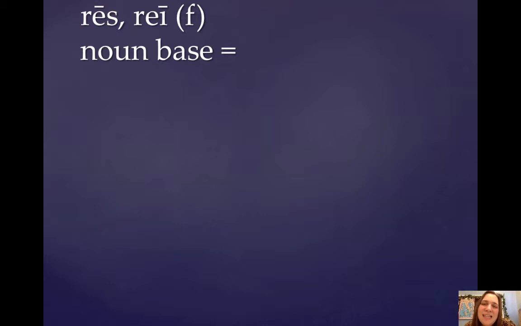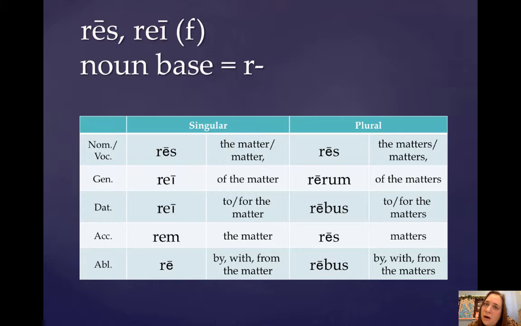Okay, so let's look at a declension of one of our fifth declension nouns, res, rei. If we take off the -ei, then our noun base is r, and we're going to add our es, ei, ei, em, e, es, erum, ebus, es, ebus endings onto that, with res, rei, rei, rem, re, res, rerum, rebus, res, rebus.